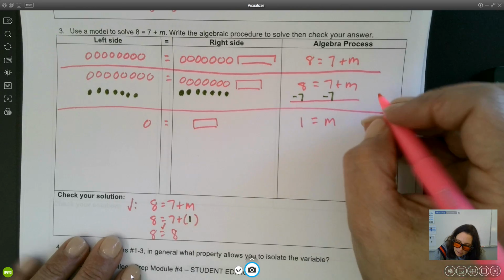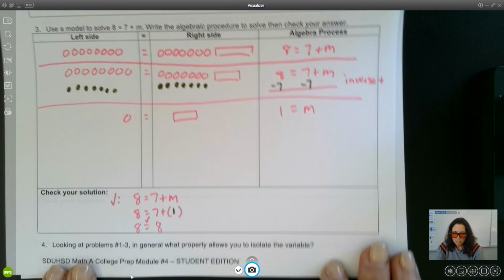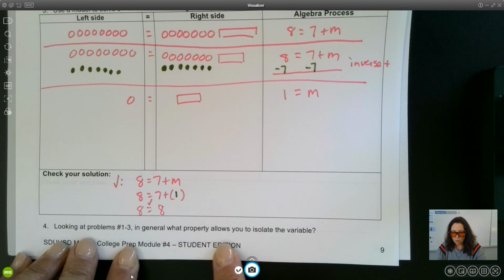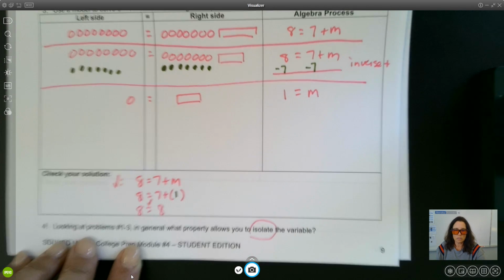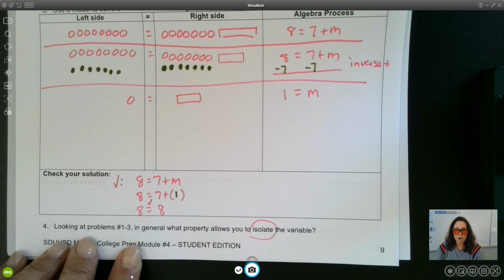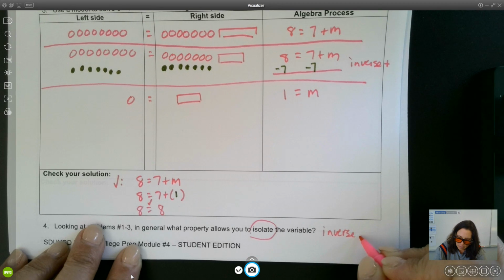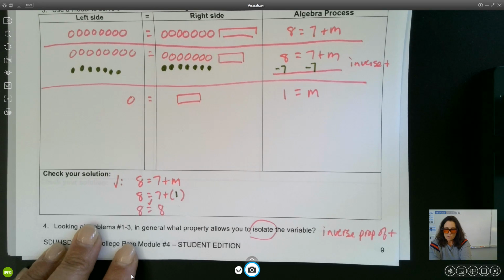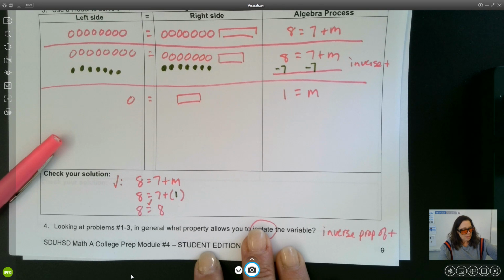Up over here, again, this was done by the inverse property of addition. Looking at problems 1 through 3 in general, this property allows you to isolate the variable. This word isolate just means get the letter alone. If you're isolated, you're alone. So this is the inverse property of addition. All righty, so that is adding and subtracting. Now we're going to get on to some multiplying.